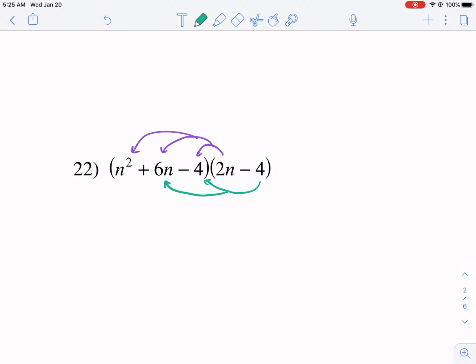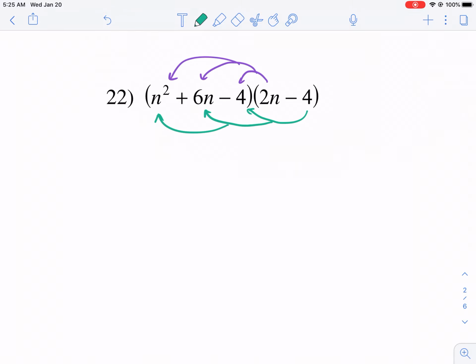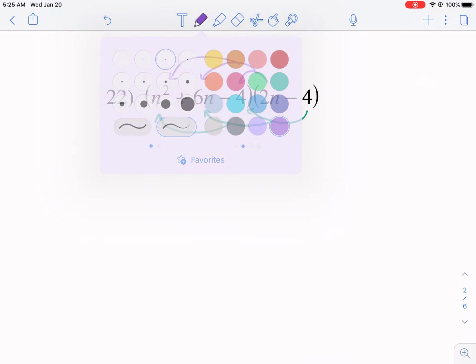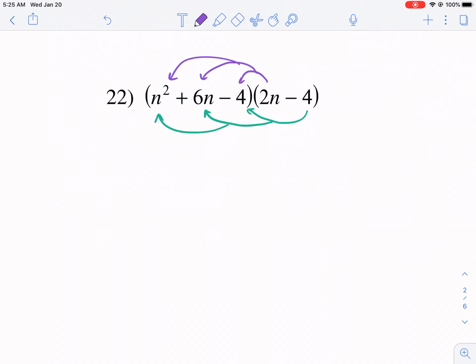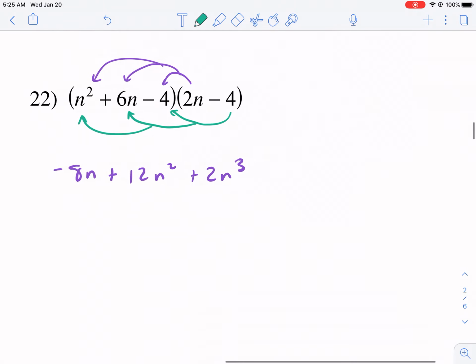So just make sure, I like going from the smaller one to the bigger one, but as long as you match up everything, it's really not a big deal no matter how you pair it up. So I'm going to do purple first. I get -4 times... -8n plus 12n squared, and then plus 2n cubed. It's a little awkward just because I'm going in kind of reverse order here, but it works. Plus 16, -4, negative becomes positive, -24n, and then -4n squared.